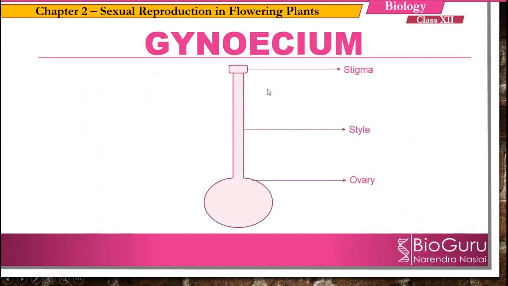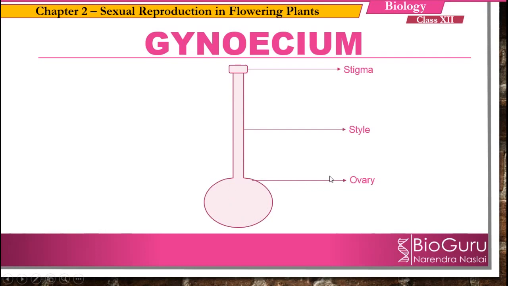Now if you look at the single carpel, you will see the stigma, which is the receptacle for pollen grains. After the production of pollen grains, they are transferred, pollinated, and received on this part, the stigma. So stigma acts as a receptacle for pollen grains. Below that there is a long slender structure called the style. Below that there is a bulged basal portion called the ovary.